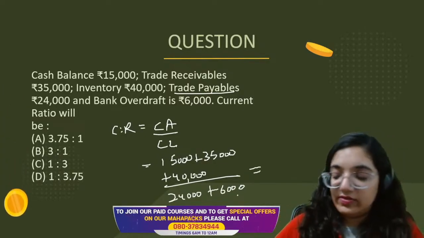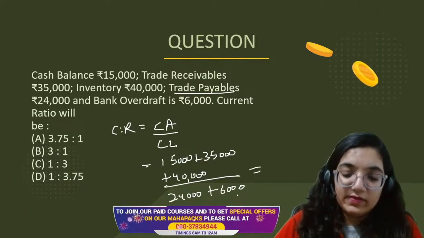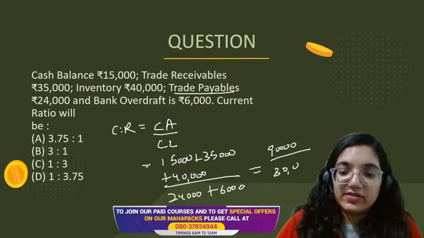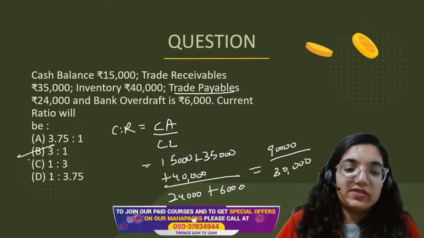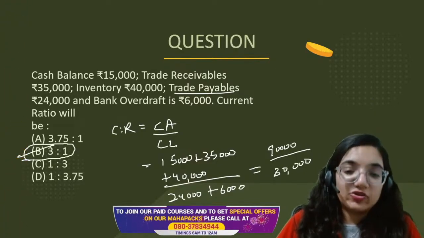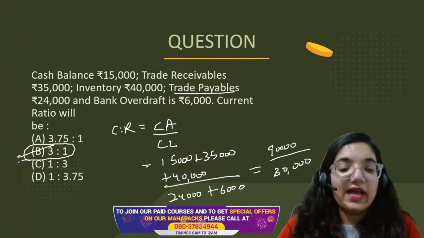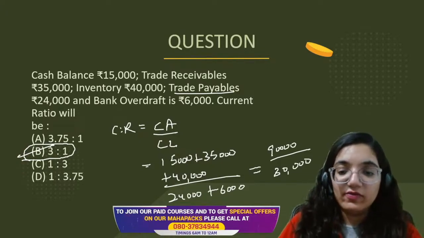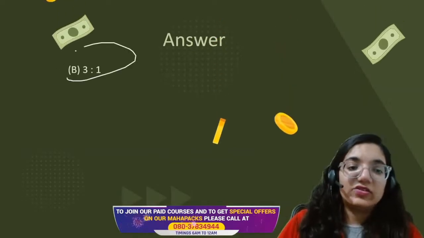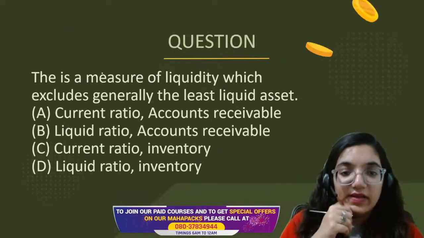Sorry, it's going to be 90,000 divided by 30. This turns out to be 3:1. The current ratio is specified in absolute ratio form. So 3:1 is the absolute ratio form. Done? It is 3:1. Next question.